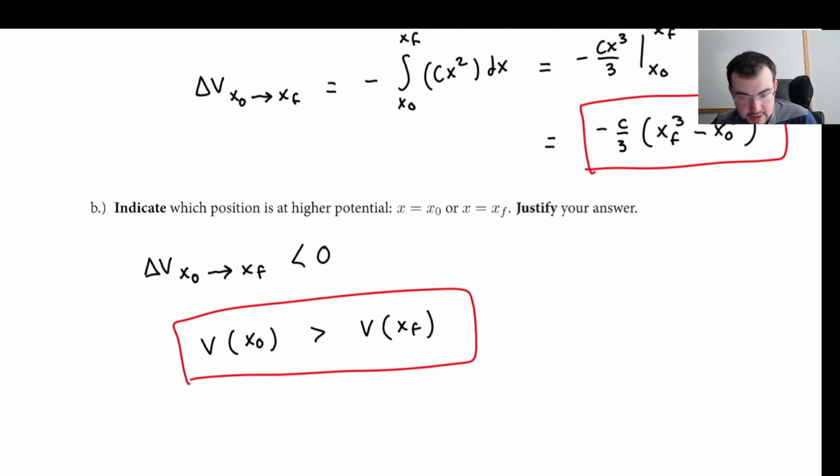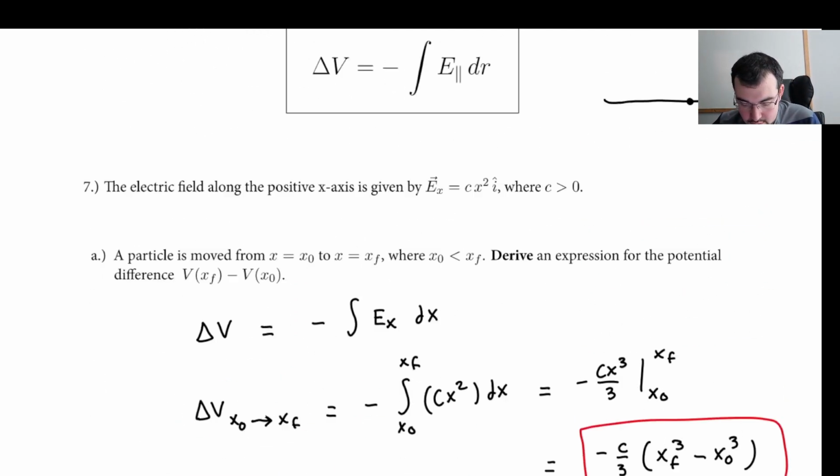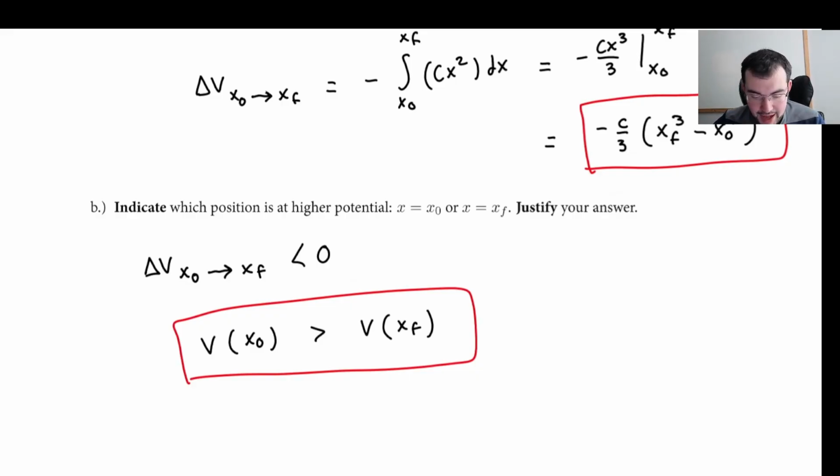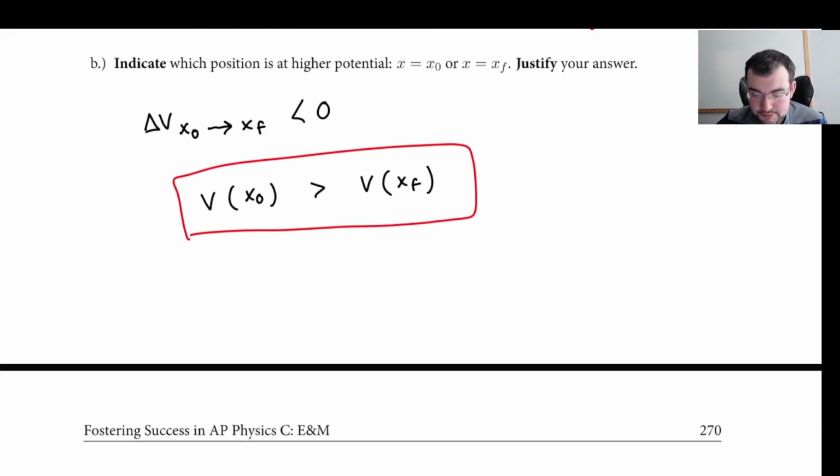Also, we could have seen this just by looking at our little field plot here, because this is the E field. So if the E field points downhill, we know that the potential is getting more and more negative as we go to the right, because the E field points towards downhill. So we know that xf is downhill of x0.